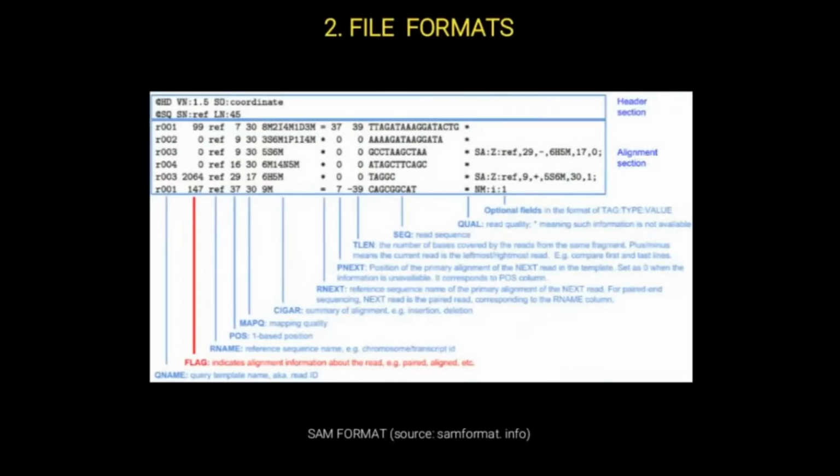SAM format is also a text-based format that is sectioned into header and alignment sections. Headings begin with the @ symbol, and this distinguishes headers from the alignment section. Alignment sections have 11 essential fields, which include template name, bitwise flag, template length, etc.